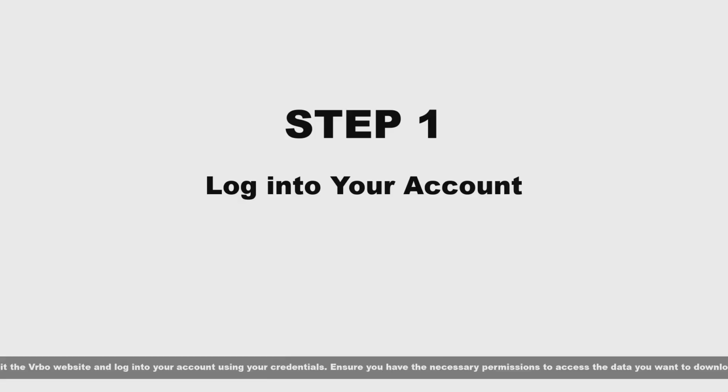To download data from Vrbo, follow these simple steps to ensure you can access the information you need efficiently. Step 1. Log into your account. Visit the Vrbo website and log into your account using your credentials. Ensure you have the necessary permissions to access the data you want to download.